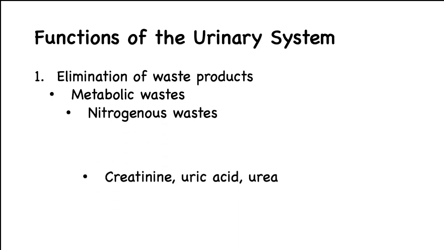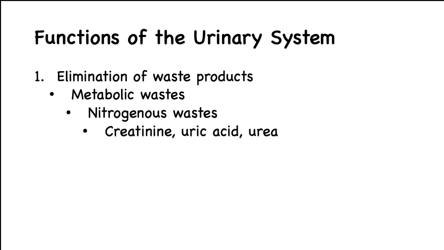Some examples of nitrogenous waste are creatinine, which comes from muscle metabolism, uric acid, which comes from nucleic acid metabolism, and urea, which comes from amino acid metabolism. Toxins, drugs, pesticides, and other harmful chemicals are also waste products that are eliminated by the urinary system. If these products are fat-soluble, the liver first must convert them into water-soluble substances.